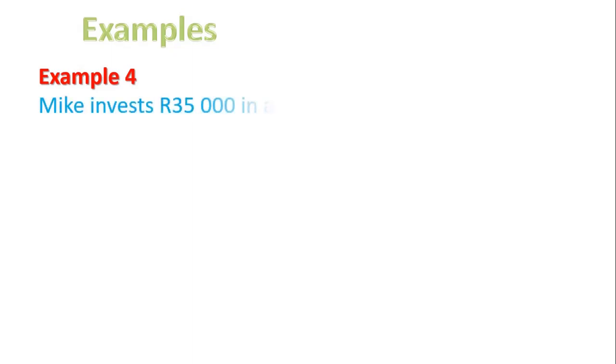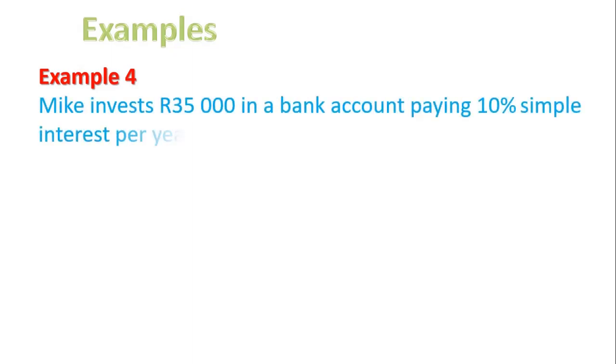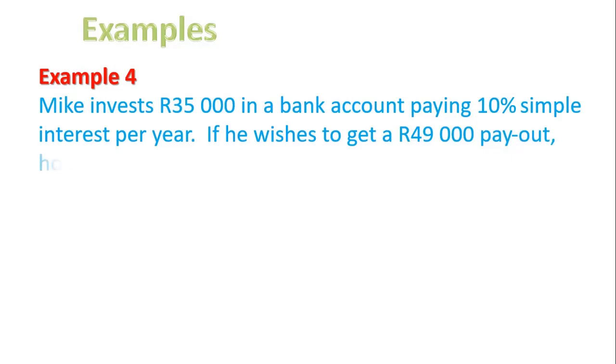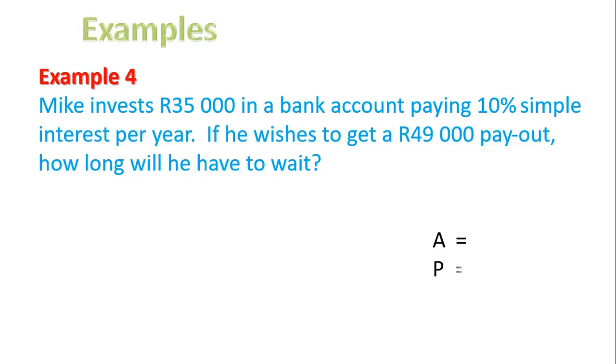So, Mike invests 35,000 into a bank account paying 10% simple interest per year. If he wishes to get 49,000 payout, how long will he have to wait? So how many years will he have to wait? That's what it's asking for. So we write down our 4 letters, A, P, I, and N. And now we find them.